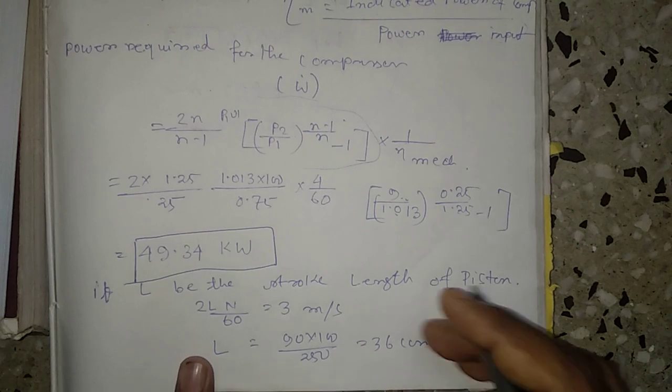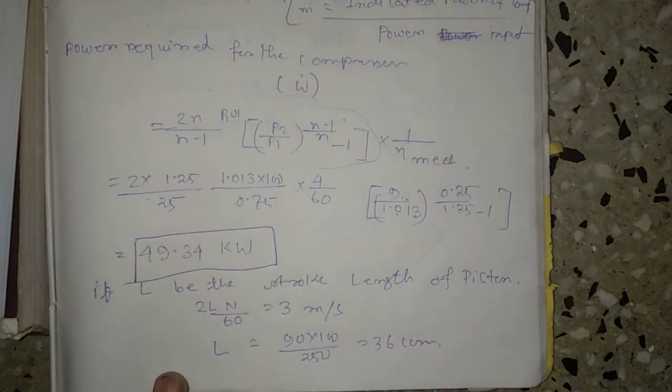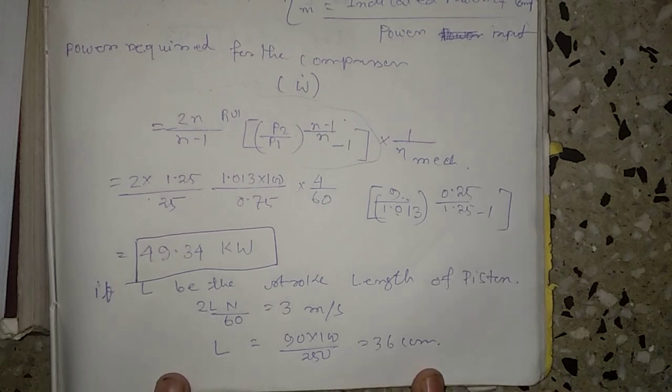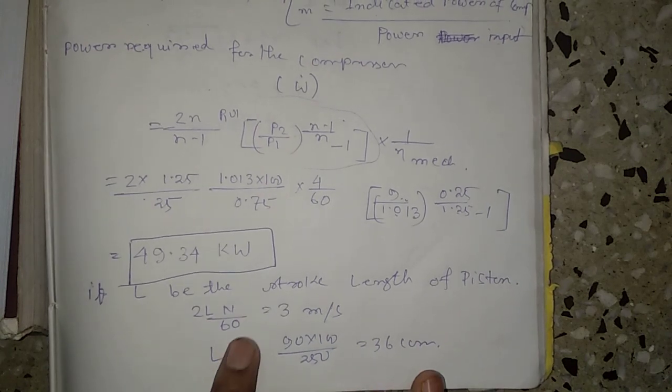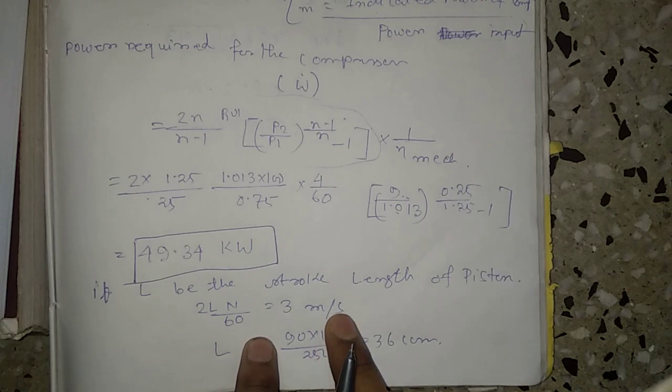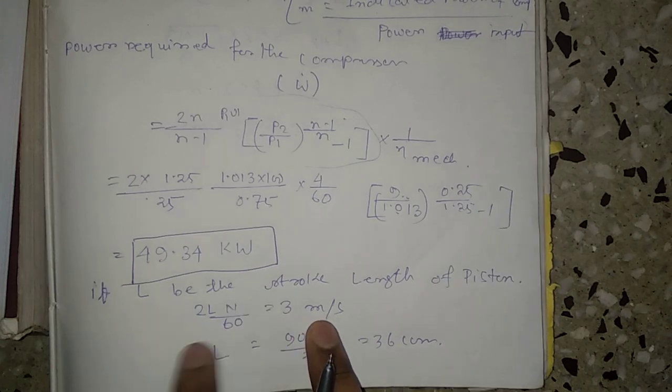So 3 meter per second, that means the piston can travel with some speed. That speed is given, 3 meter per second, and as it is a two-stage compression process, the value is 2LN by 60. If it is single stage, that will be LN by 60. If it is two stage, 2LN by 60. So 2LN by 60 is equal to 3 meter per second.